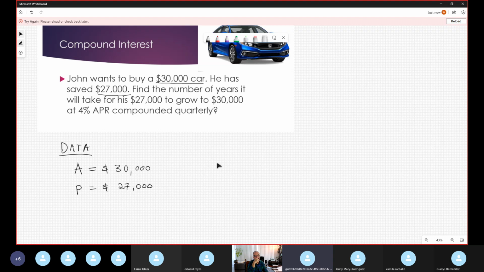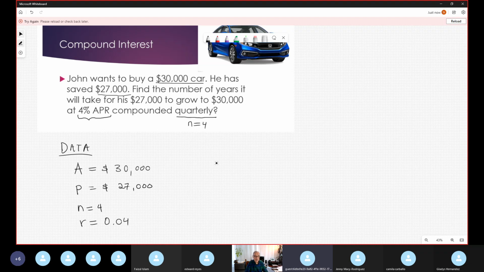We have 4% APR. And how do you get 4? Because it's quarterly. It's a specific language in finance. Quarterly means n equals 4, and the interest rate is 0.04. Be careful, guys. In practice, the APR, annual percent rate, is given as a percentage. However, in the formula you use the decimal.